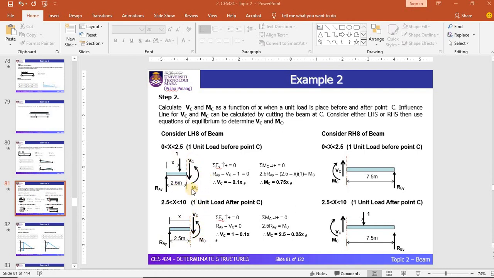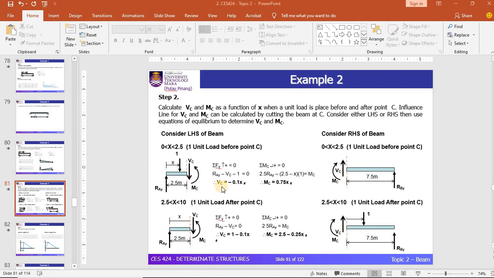Okay, so based on the first diagram, which is in the range of 0 to 2.5, what you can see here is a one unit load before a point C. So in this diagram, you can see that we have a RAY, we have a VC, the shear force, and moment MC, and we have a one unit load that is measured from support A. Okay, so by using this particular FBD, you can develop the equation of shear force and the bending moment at a point C. Okay, let's look in detail.